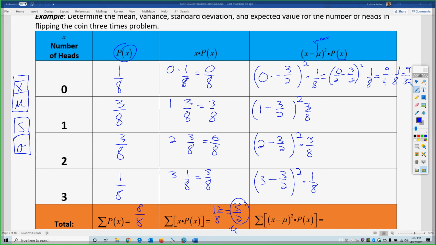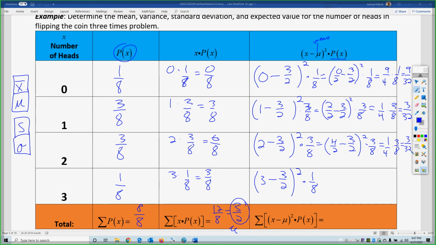The next one, 1, is really 2/2 minus 3/2 squared times 3/8. 2/2 minus 3/2 is 1/2. If I square 1/2, the negative doesn't matter because a squared negative is positive. That gives me 1/4 times 3/8 equals 3/32. The next one, 2, is really 4/2 minus 3/2 squared times 3/8. 4/2 minus 3/2 is 1/2, squared is 1/4, so it's 1/4 times 3/8 again for 3/32.